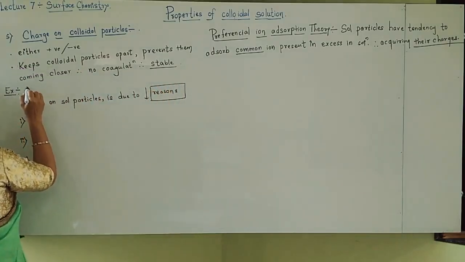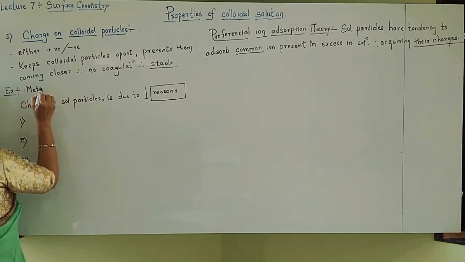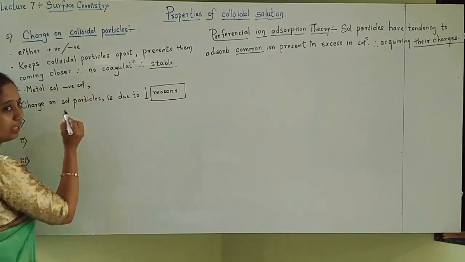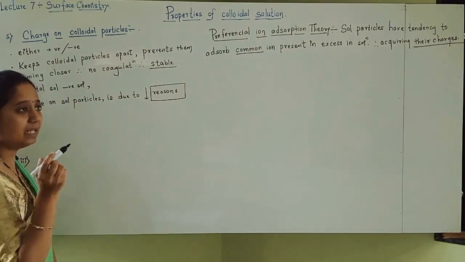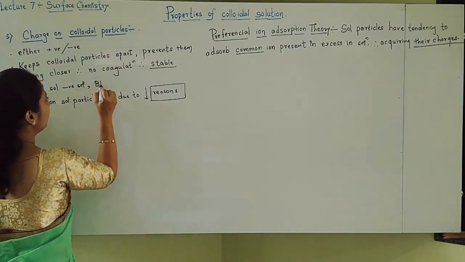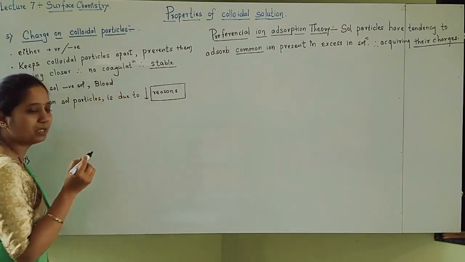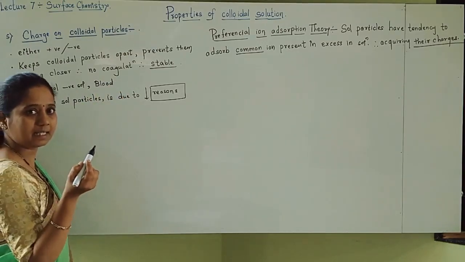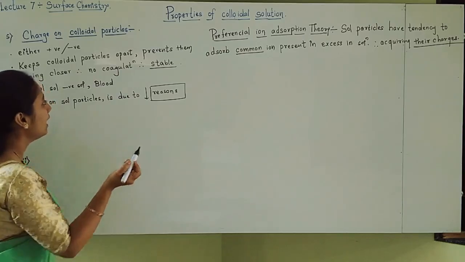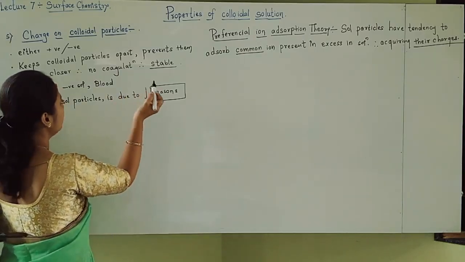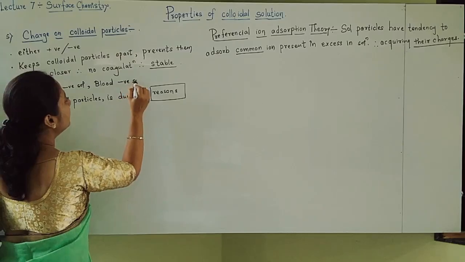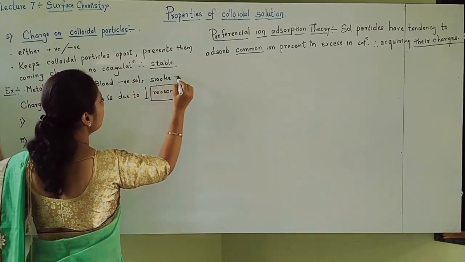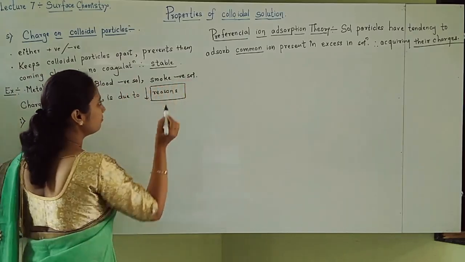Example here I am writing: all generally metal sols are negative sols. All colloidal particles in a metal sol will be negative. The other example I told you is blood. Why blood? Blood is a colloidal solution because so many corpuscles are dispersed in it. So many particles are dispersed, so it is a colloidal solution. And hemoglobin, heme, iron make it a negative sol. Again, another negative sol example is smoke. Smoke is also a negative sol.